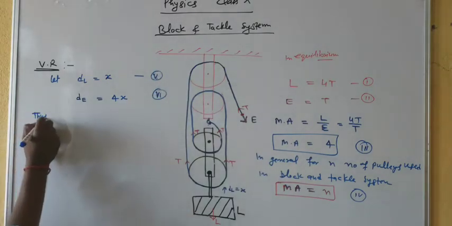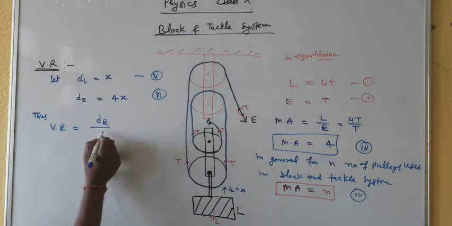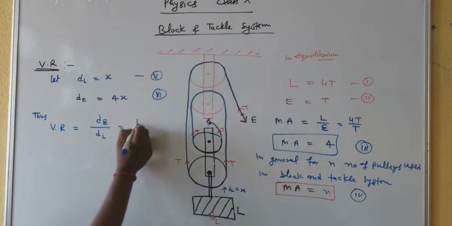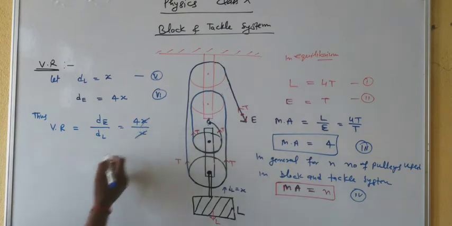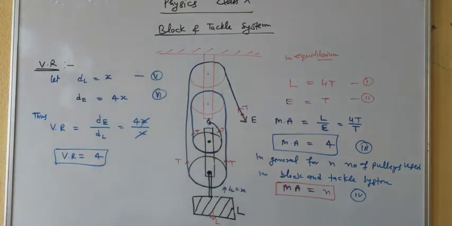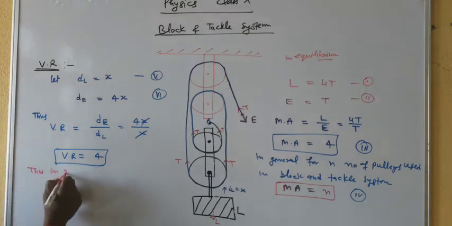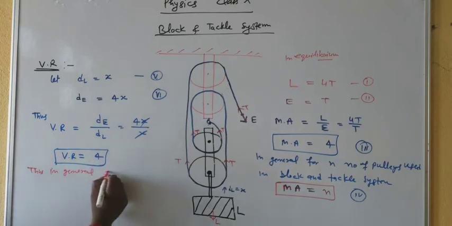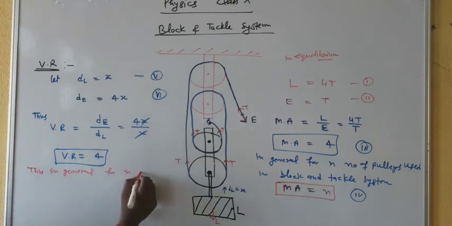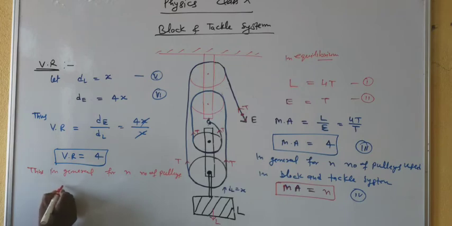Thus velocity ratio is equal to displacement of effort upon displacement of load. This is equal to 4x upon x. This cancels out and you will get 4. Velocity ratio is 4. So in general, for n number of pulleys, the velocity ratio will be equal to n.